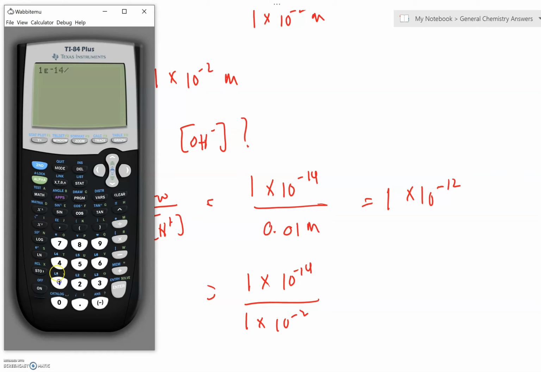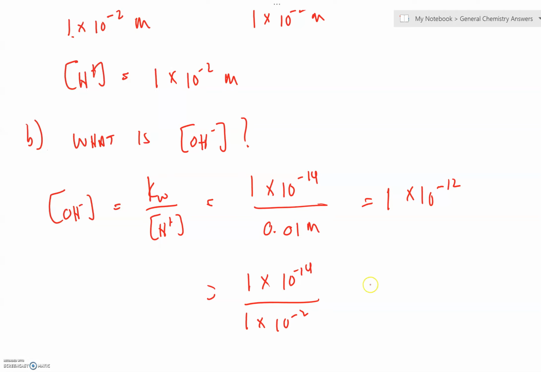Oh, it clears everything. Oh, I got to use the delete button. I just downloaded this cool Texas Instruments calculator app, and I'm still getting used to it. So 1 times 10 to the negative 14th divided by 1 times 10 to the negative 2. Precisely the same answer, 1 times 10 to the negative 12. Okay? That's all you do.